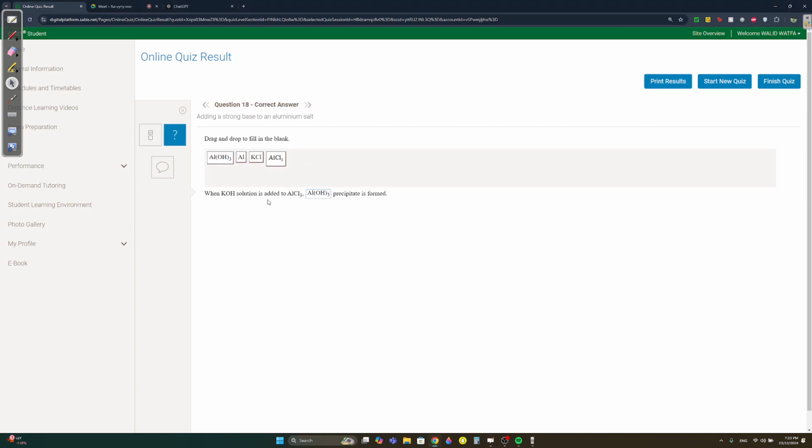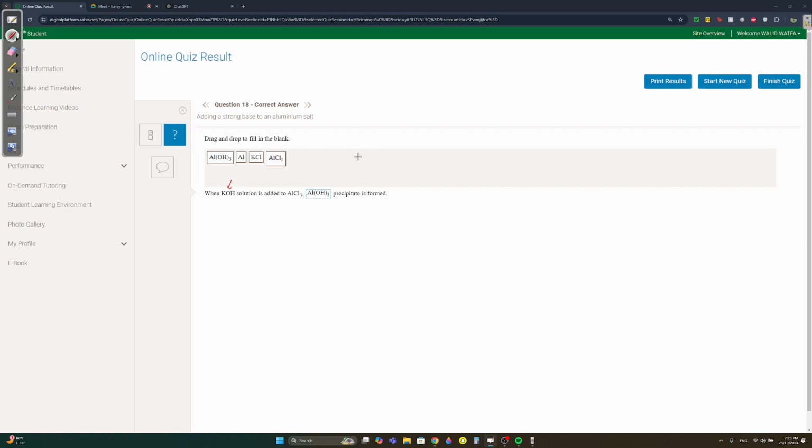Question 18. When KOH is added to AlCl3, what precipitate is formed? KOH is a base. Hold up, wait. I guess you have to memorize this. I don't know the rule for this, but this is a base, and this is a salt, and I think they're expecting a precipitate to form.